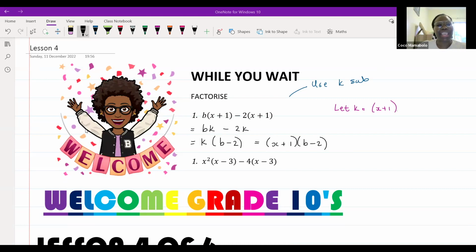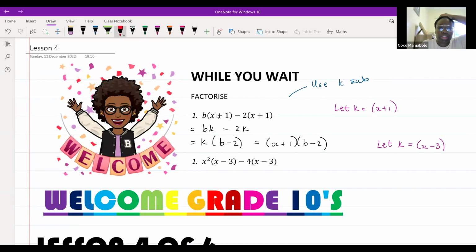We're going to use K substitution again, guys. All right, but I want you guys to tell me in the chat, if we look at this question over here, what is our K going to be equal to? I'm going to say let K equal what? Let K equal? Good, x minus 3.